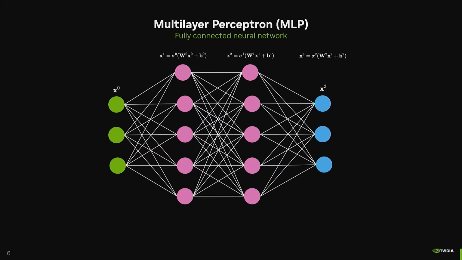On the top there is an equation that shows how we transform values from the previous layer to the next. It's basically a matrix multiplication between the weight matrix and the input from the previous layer plus bias, and after that we apply some activation function, which should be nonlinear for this to work.